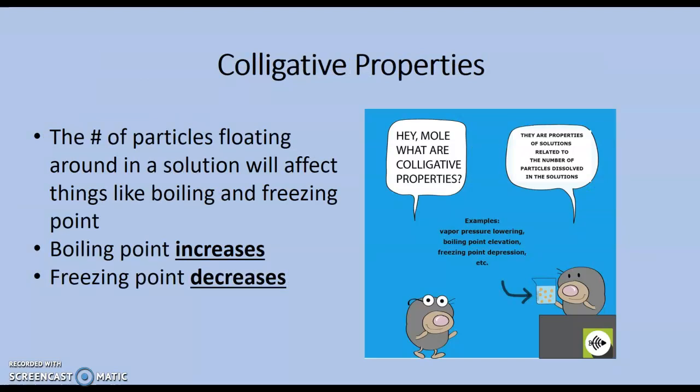Okay, so what are colligative properties? So mole over here says they are properties of solutions related to the number of particles dissolved in the solutions. So what I said over here was the number of particles floating around will affect things like boiling point and freezing point. So colligative properties, boiling point and freezing point is what we're going to be talking about. So the number of particles is going to affect these. So the more particles, the more effect it will have.